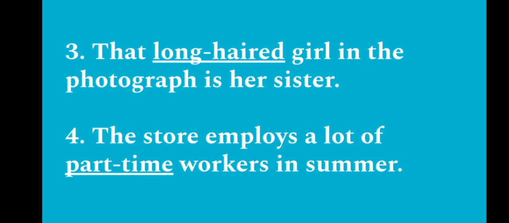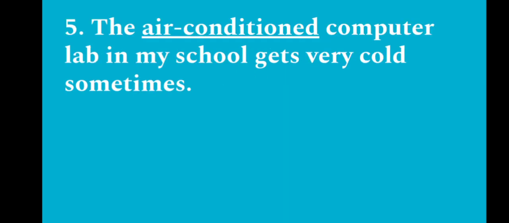And look at the fifth one. The dash computer lab in my school gets very cold sometimes. And the answer is: the air-conditioned computer lab in my school gets very cold sometimes. So the compound adjective which we have to use in the sentence is air-conditioned. And one thing, compound adjectives also play the same role as adjectives. They also describe nouns. They give us more details about the nouns.